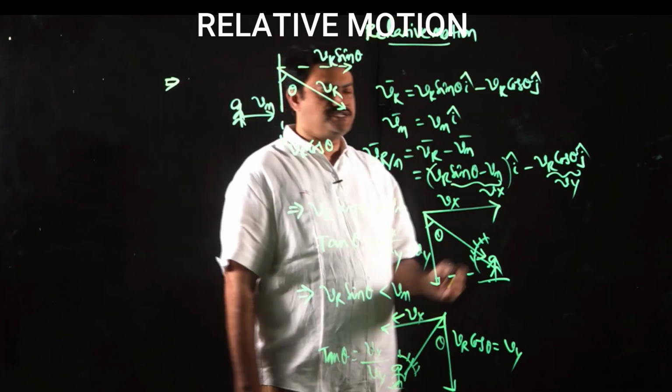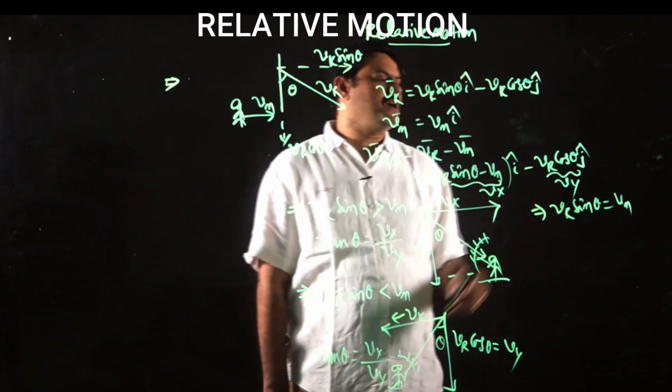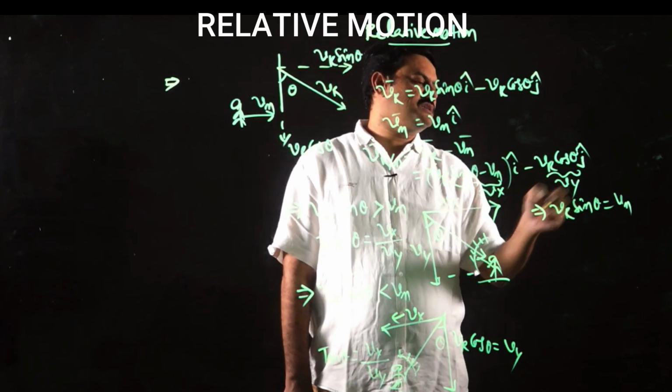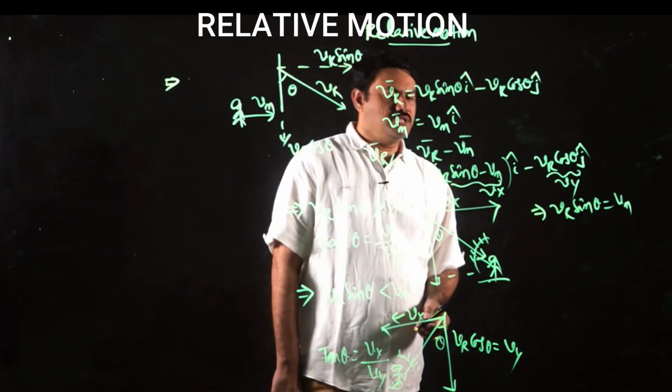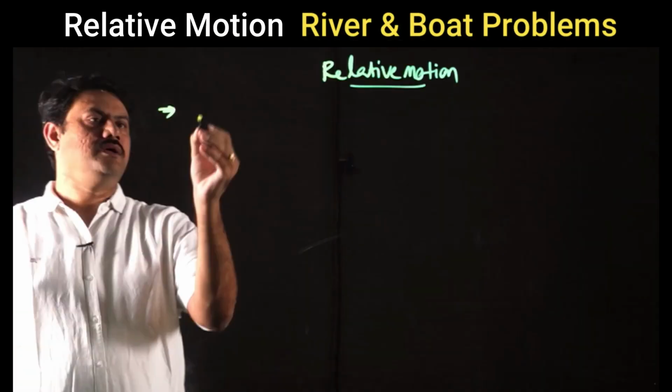And the third situation, suppose Vr sin theta is equal to Vm. Then the rain appears to fall only vertically downward with a velocity equal to Vr cos theta. So the rain falls with respect to the man in the vertically downward direction. Next model, river boat problems.